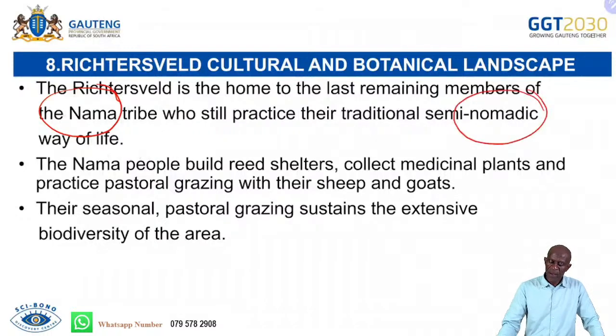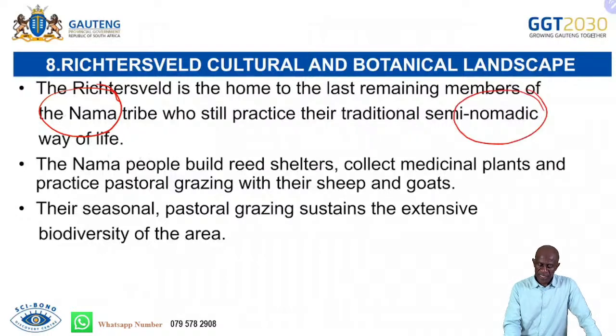Nomadic here means people who are always moving from one place to another. So this is one attribute of the Nama people. They would move around, spend some time, and after exhausting the resources, or after not being comfortable where they are situated, they will migrate to another area. So this is one special characteristic of this World Heritage Site.